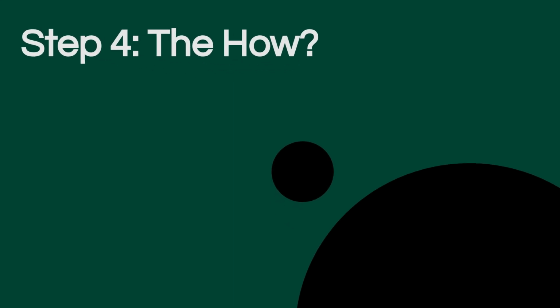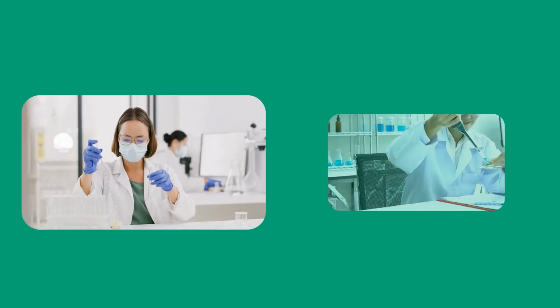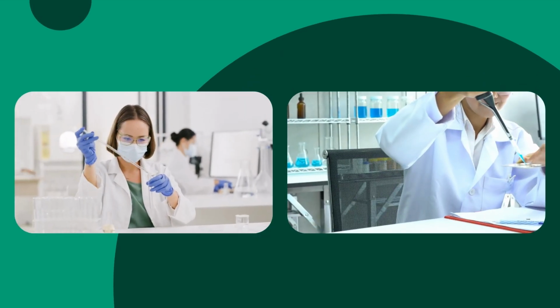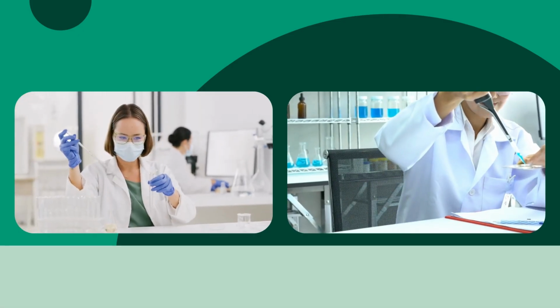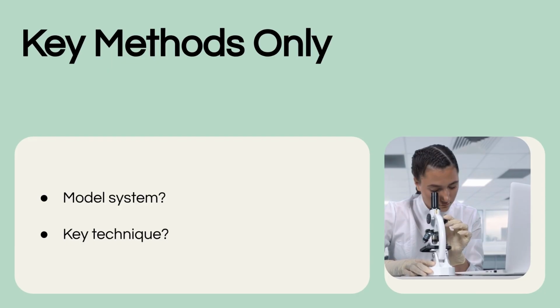Now let's tackle step 4, the how. This is where we finally delve into the specifics of the experimental design. Finally, scan the materials and methods section. You don't need to memorize every detail here, but focus on the key elements. Your goal is to answer specific questions.